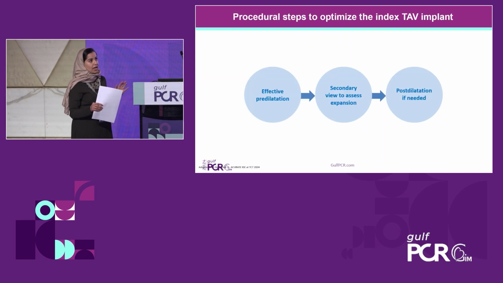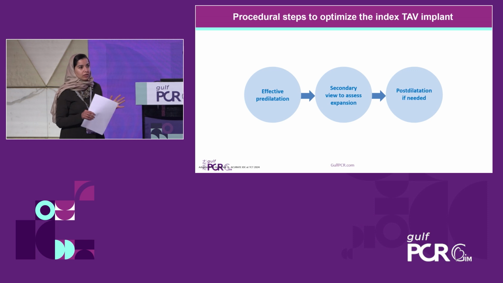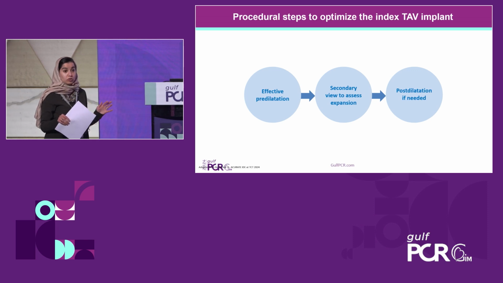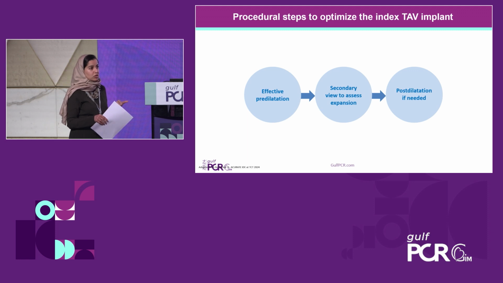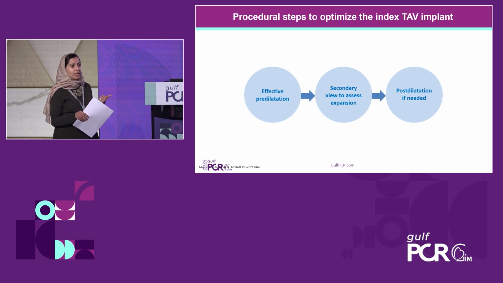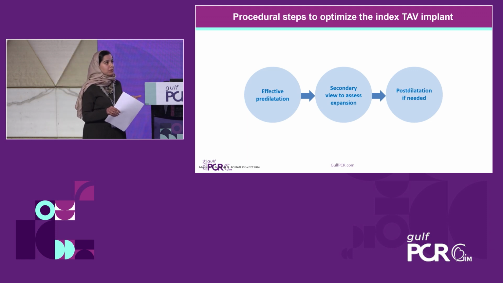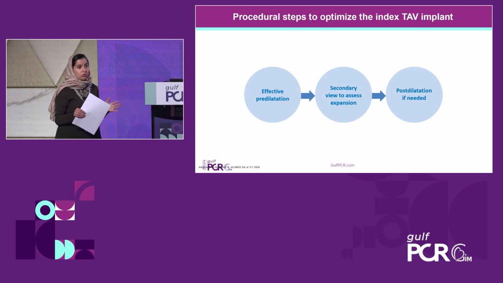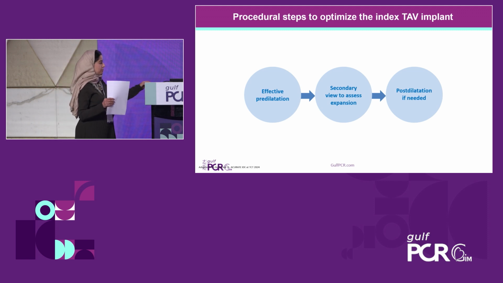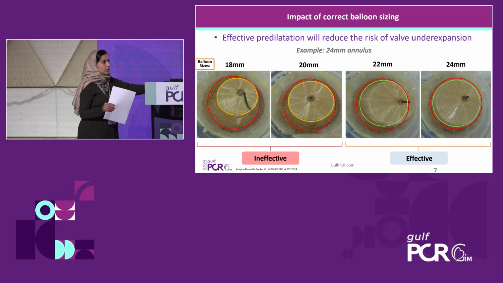So if you look at it from different angles and how to tackle good results with the ACURATE neo2, you definitely want to make sure you have effective pre-dilation, which we mentioned, with the right size balloon, not less than 2 millimeters below the diameter of your annulus. And then after implantation, you assess the gradient, you assess perivalvular leak, and you assess the expansion. And then based on those, you decide on post-dilation.